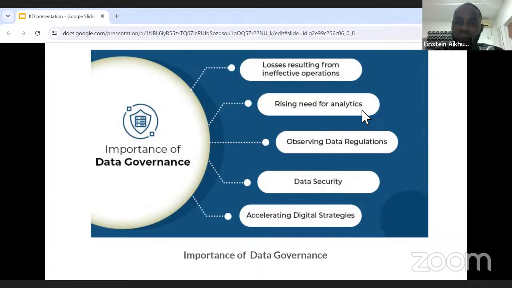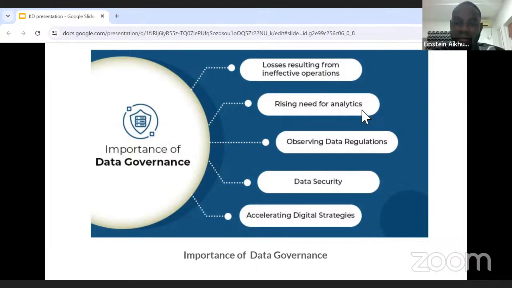The third one is observing data regulations. There is a set of regulations put in place. There are laws and policies put in place by different jurisdictions to protect personal data. When companies get your data, there is a particular law that prevents them from sharing it or giving it out to third-party organizations or to any sort of request from external bodies.